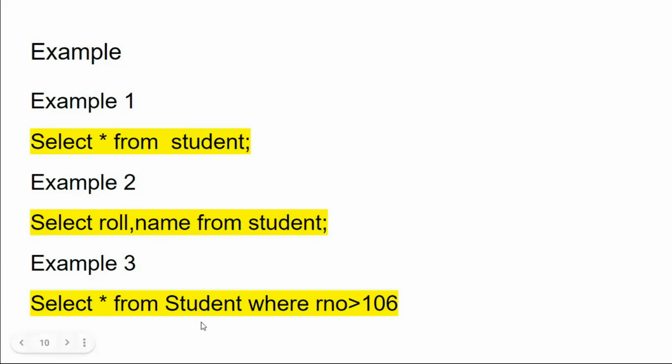And in the next one, I have given a condition. Select star from student where roll number is greater than 106. It will give all the records, with all the columns. But the records given are for the persons who got a roll number greater than 106. So all the details of those members will be displayed. So all three possibilities can be executed.